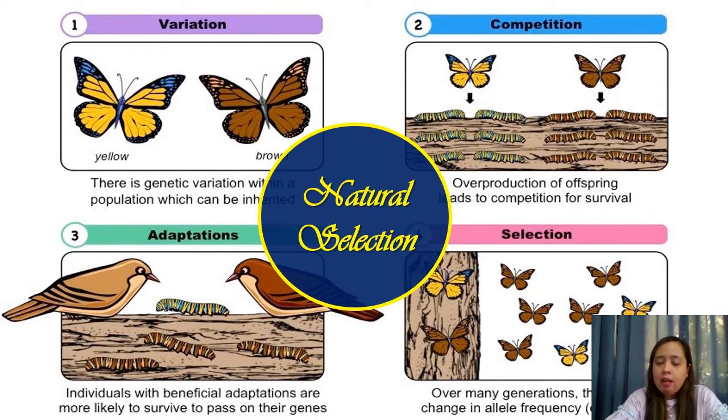We will now be focusing most of the discussion on competition because overproduction of offspring could lead to competition for survival. So we'll be talking about certain things on competition. Competition, not computation. The third one is adaptation.